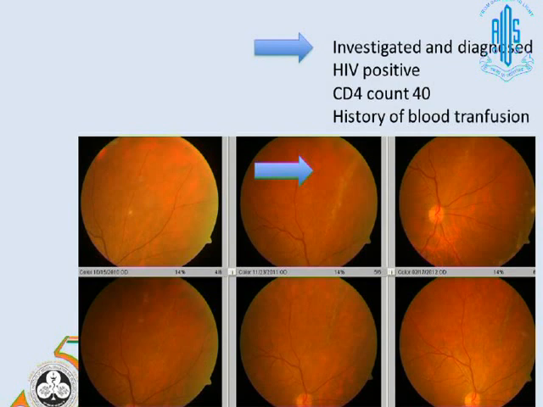His CD4 was low, because if you see a cotton wool spot progressing into a vasculitis or a CMV retinitis-like picture, you need to get HIV testing done in this patient. And with treatment, he recovered very well.